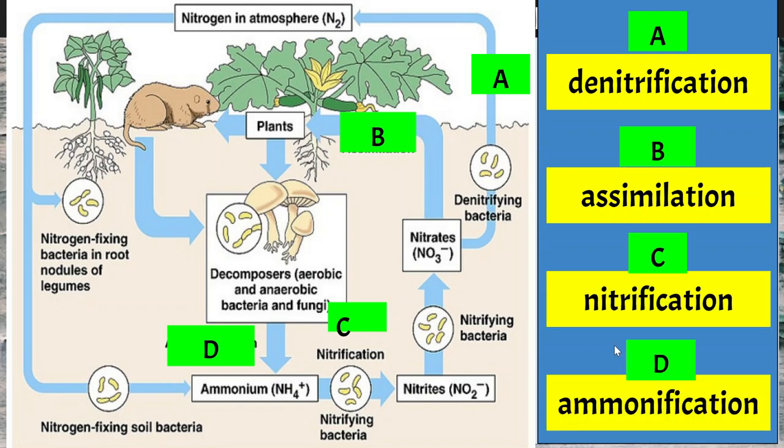Whoops. And I gave you the answer already for D. When we're looking at D, we are turning nitrogen gas here all the way from the top. See, starting at the top. Follow that blue arrow all the way down. If we turn nitrogen gas into ammonium, that is ammonification.